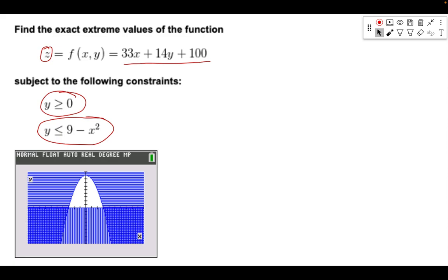I graphed 9 minus x squared. That's what that parabola is. And again, we want below that, so we shaded above that, so that the little white section in there, that's our region. That's our feasible region. That's where there could be a min or a max. Okay? And we can kind of see here that now this region is bounded. Remember, we talked about that before. And it's continuous, so this little open area where there's a boundary, and it's there.